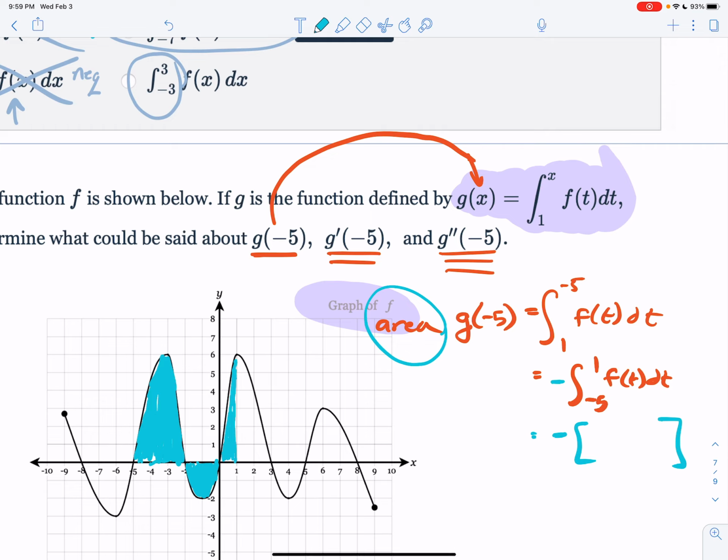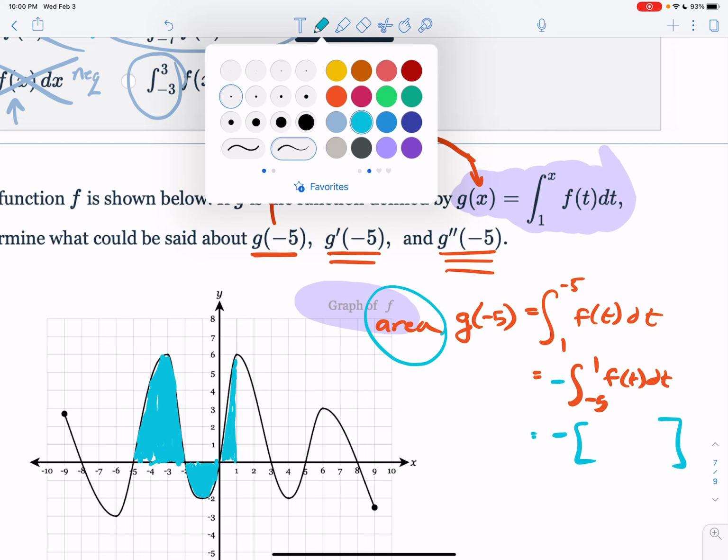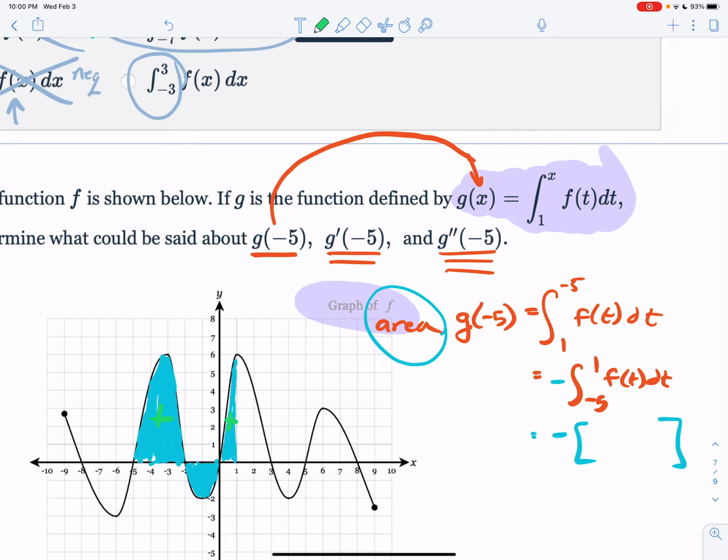Okay, so here's what I want you guys to think about. All of this in blue, would you guys say that this is positive, negative, or 0? Press play when you're ready. Okay, so assuming that this is to scale, which it is, there's definitely more positive area than negative area, okay? This negative area right here would probably get canceled out by maybe this much positive area right there. So notice how we have a lot of blue left over, right? So I know that I'm going to get something positive in there.